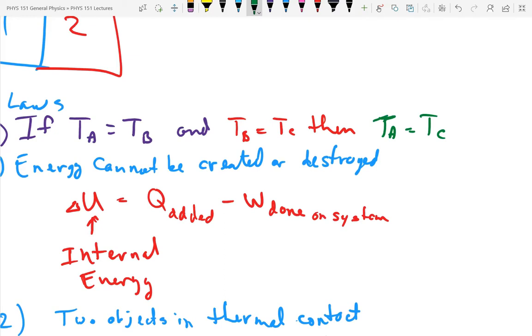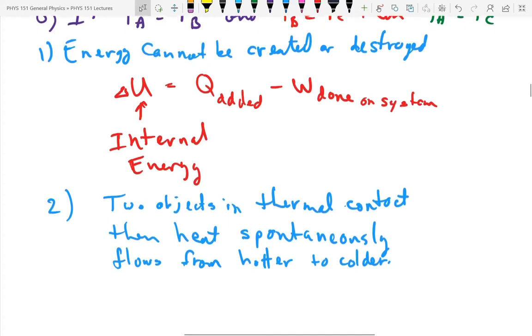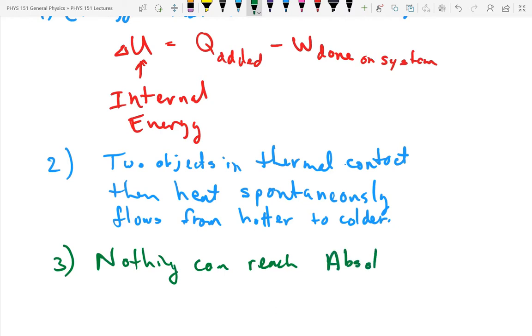Let's just go straight to the 4th one so we can say, yeah, we've looked at all of the laws of thermodynamics. The 3rd law is real simple. Nothing can reach absolute zero temperature. Why is that a law? There's a simple explanation for it.